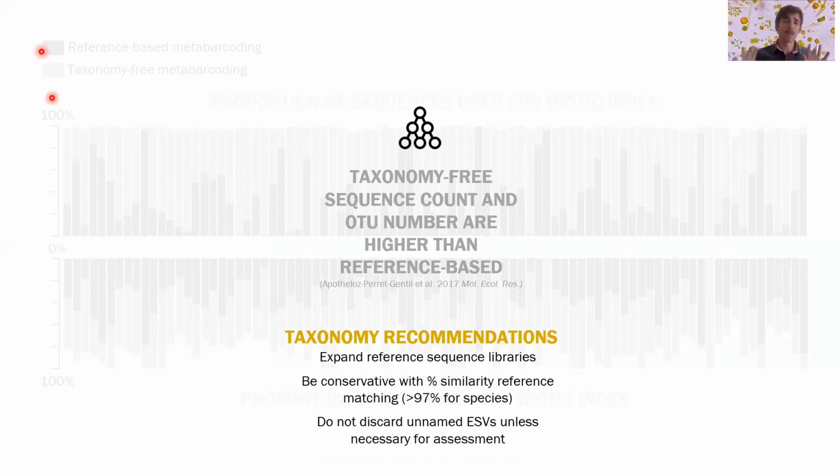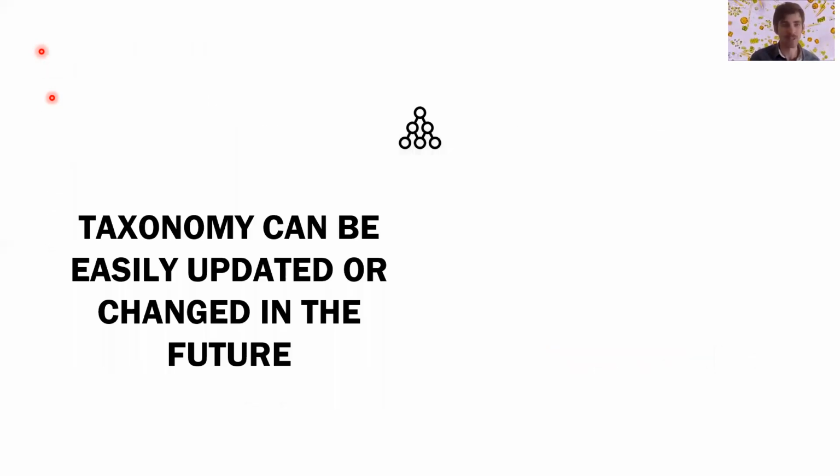For now, I'm not going to recommend either reference-based or taxonomy-free because I think there's positives to both methods. I would say that reference-based is the most easily implemented into our current assessment infrastructure. But regardless, we need to expand reference sequence libraries to make sure reference-based metabarcoding is as optimal as possible. We also need to be conservative with our percent similarity matching for reference-based. We want to make sure that we're not assigning names incorrectly to DNA species. And if possible, avoid discarding ESVs that are unnamed unless it's necessary for reference-based assessments.